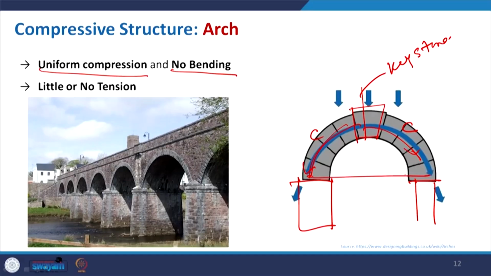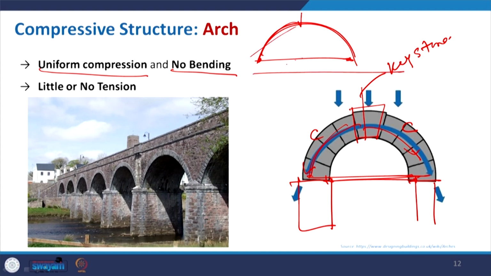Suppose we link the supports of this particular arch. If I try to put pressure, you can try this yourself: make one arch and use something like a rubber band. The moment you put pressure, it will try to flatten and then elongate. So, when you press it, it will elongate and tension will be developed. But in this case there is no such attachment, so it is full compression.